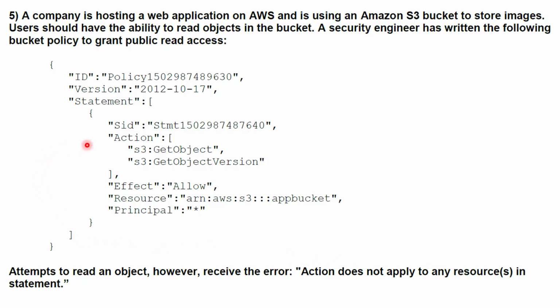Let's look at the policy. The action has getObject and getObjectVersion, which is indeed needed to read the objects. The effect is allow, which is also good. The principal is star, which is everyone. However, if you notice in the resources, we have only the path up to the bucket.